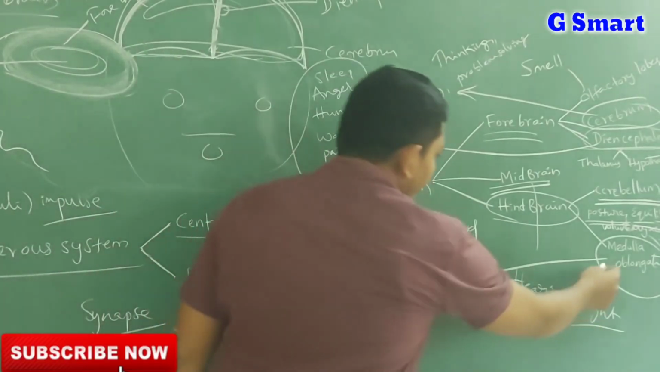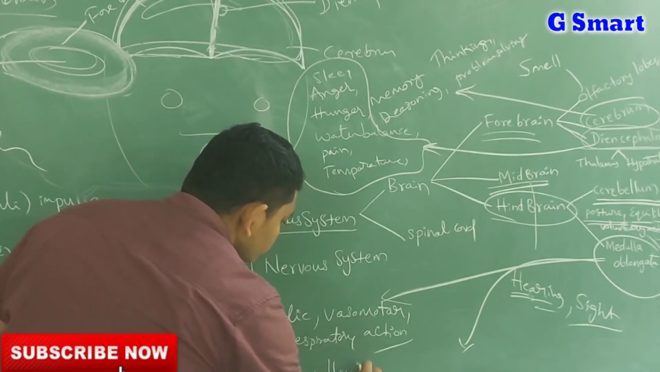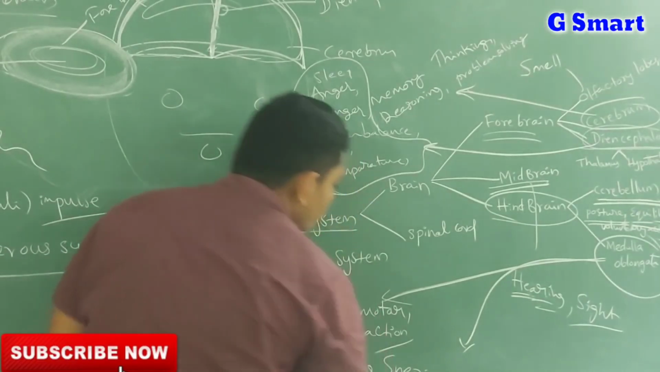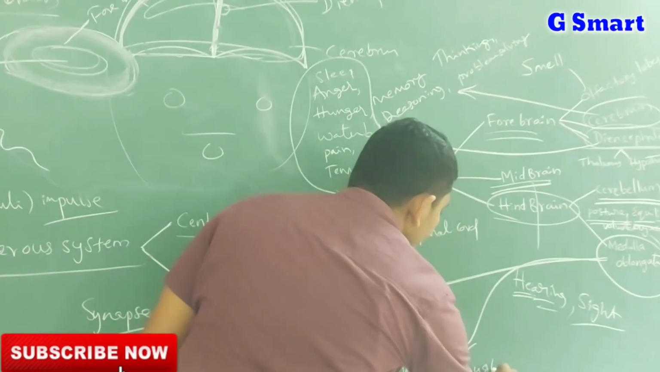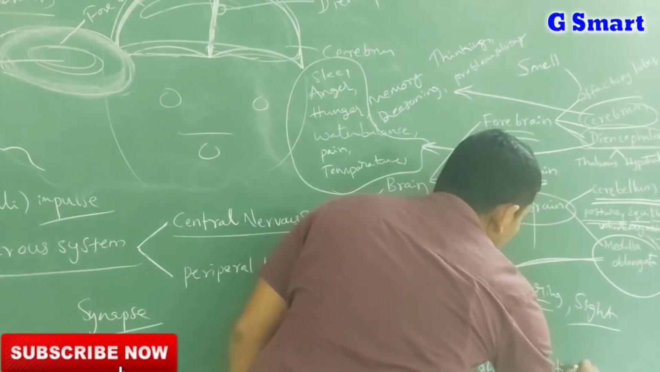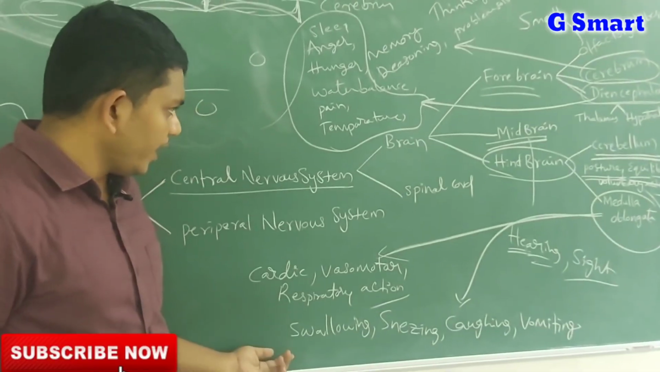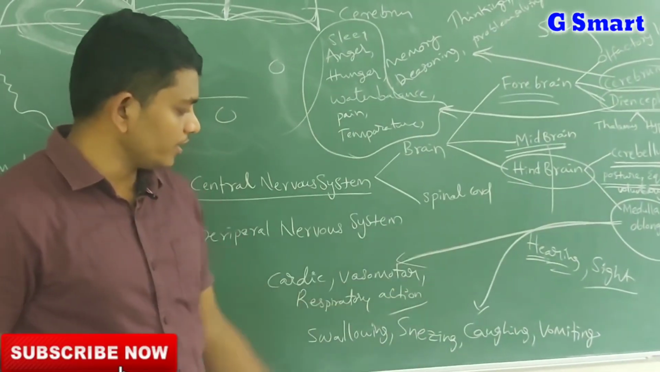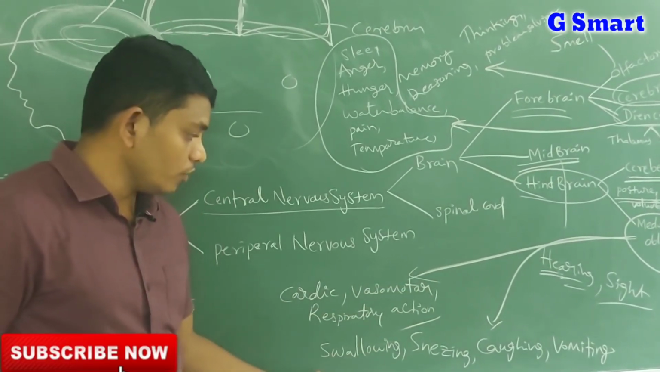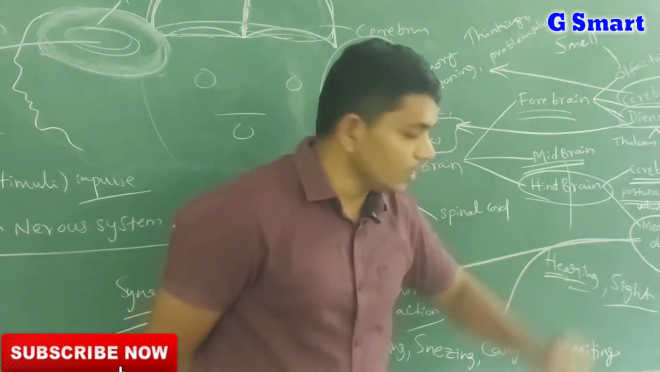And it also participates in actions like swallowing, sneezing, coughing, and vomiting. These functions are carried out with the help of the medulla oblongata. So the medulla oblongata is responsible for cardiac functions, vasomotor functions, respiratory functions, and swallowing, sneezing, coughing, vomiting. All these functions work under the medulla oblongata.